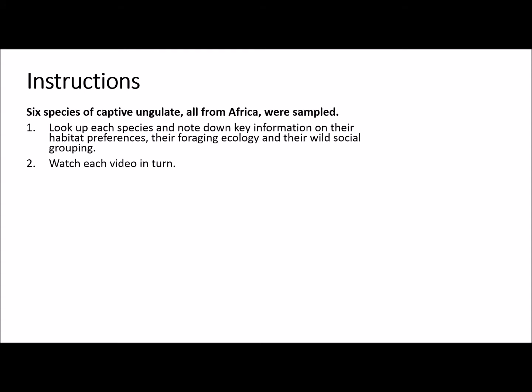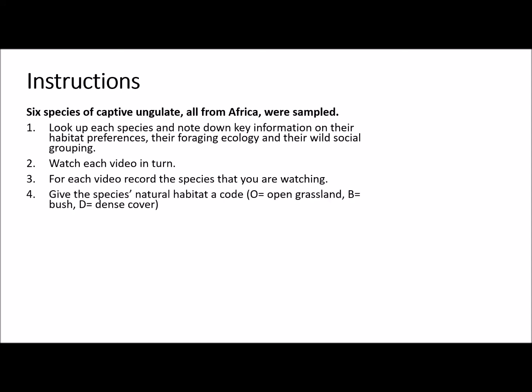You'll need to watch each video in turn, pausing so you can code the animal's ecology and habitat based on what you see, and then you will count 2 different behaviours as they occur. So for each video, record the species that you are watching. Give the species' natural habitat a code. Your knowledge of its natural habitat will come from the review that you've done in point 1.